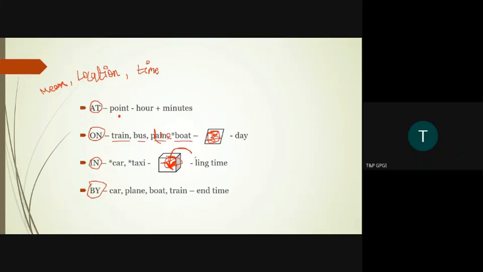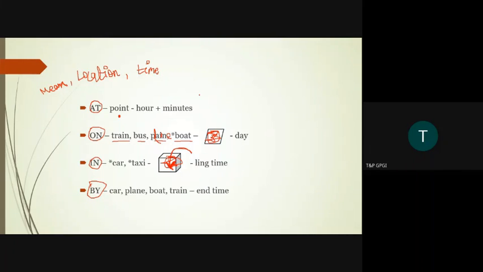This is how you use the preposition at for time: very specific, when we deal with hours and minutes. So what time will I meet you? At 10:30? Very specific. It doesn't mean 10:15. No, 10:30 means 10:30, at 10:30 specifically.